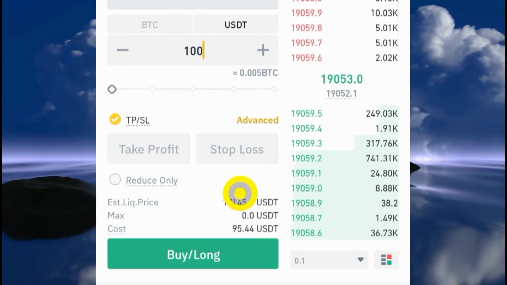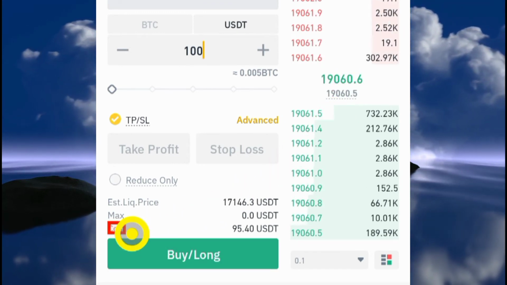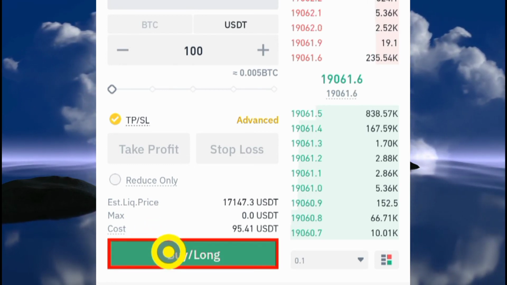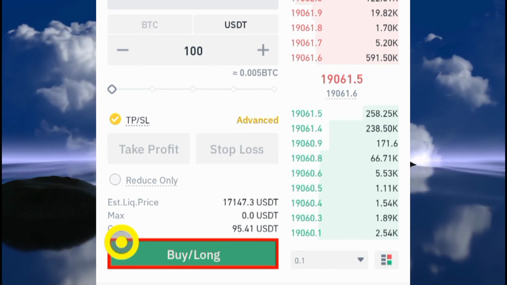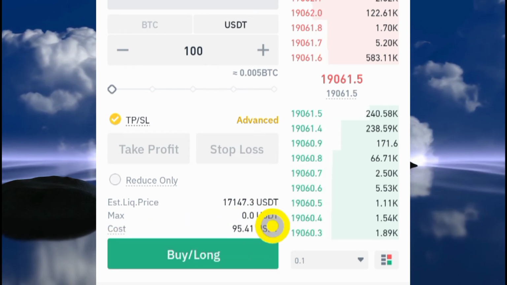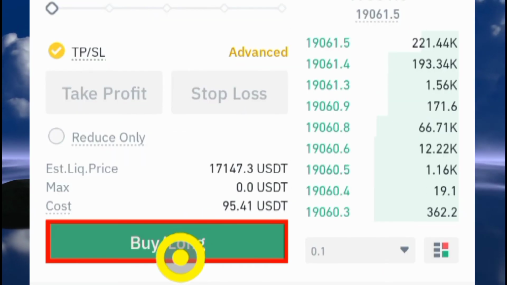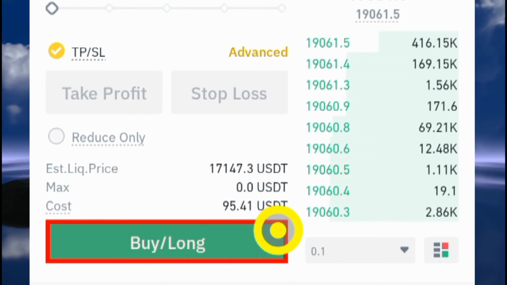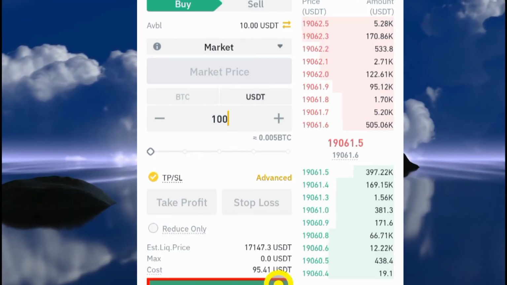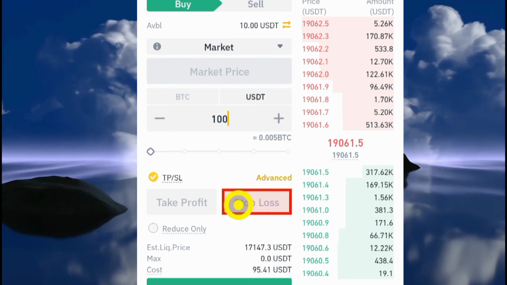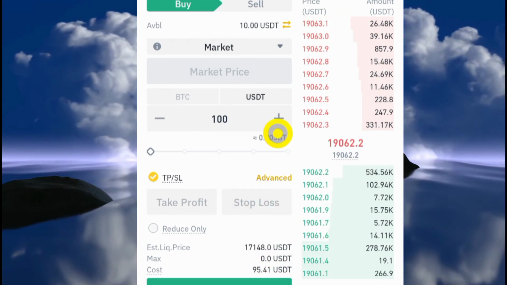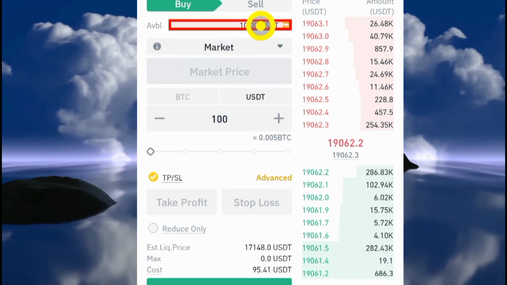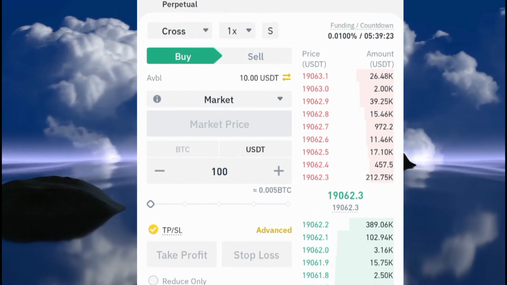Whatever cost that would be needed when I click this buy button would be my actual margin. So this right here is my initial margin or cost. By the time I click the buy button, whatever price required would be my actual margin. Now notice that I would need 95.41 USDT, which is bigger than my available balance. So this is where leverage comes in.